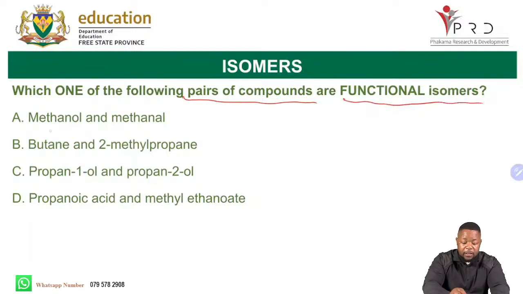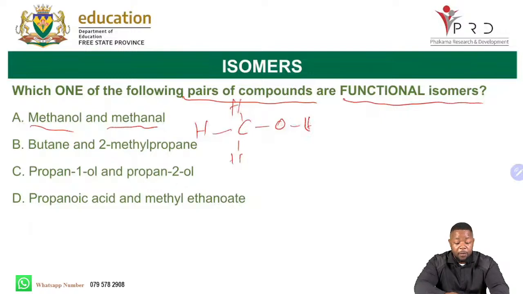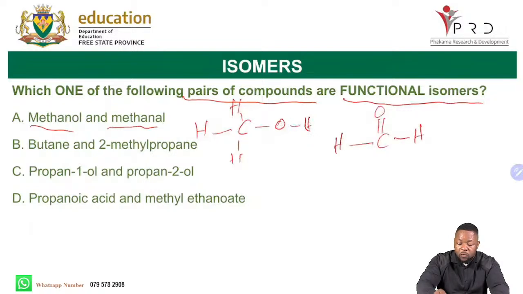Now, let's look at the first option. We have methanol and we have methanal. If we draw the structure of methanol, we expect the hydroxyl group there. And remember, each carbon must have 4 bonds. So that would be the structure of methanol. But if we draw the structure of methanal, remember that methanal belongs to the aldehydes, and therefore the functional group there must be the formyl group. Now, if I write out the molecular formula of methanol, I'm going to have CH3OH.